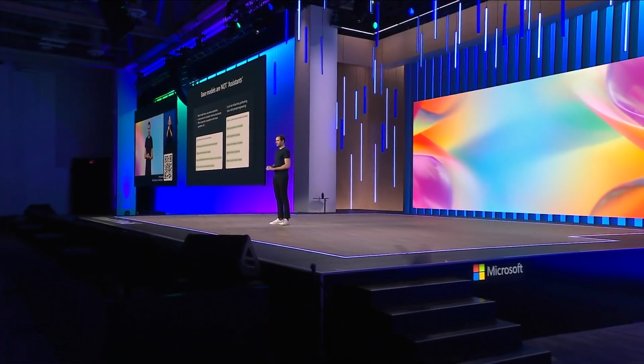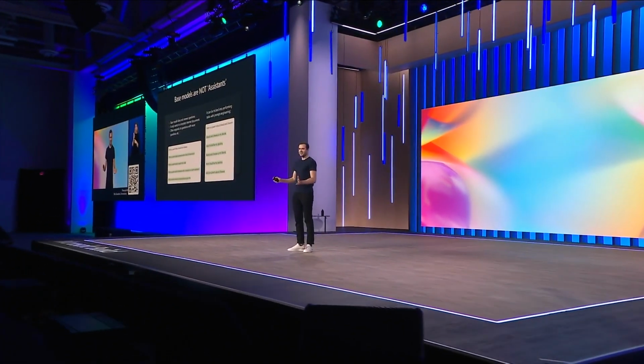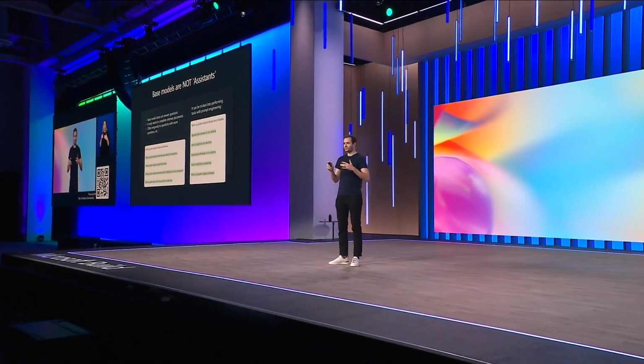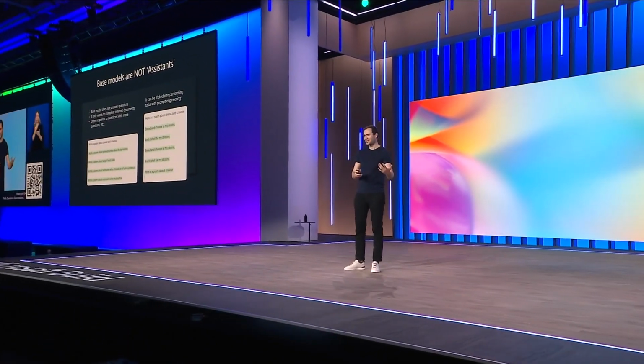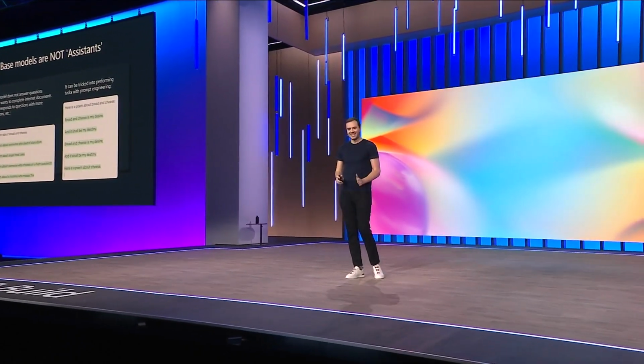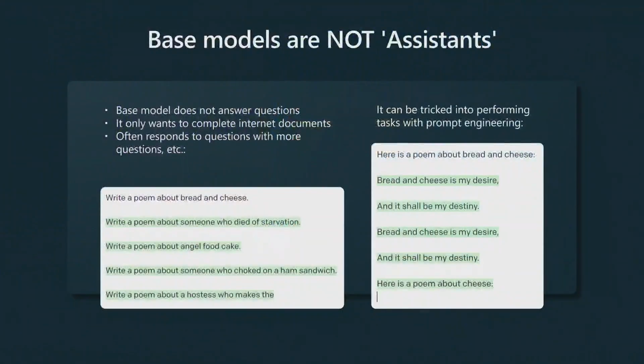Now, one thing to point out is base models are not assistants. They don't want to make answers to your questions. They just want to complete documents. So if you tell them, write a poem about bread and cheese, it will answer questions with more questions. It's just completing what it thinks is a document. However, you can prompt them in a specific way for base models that is more likely to work. As an example, here's a poem about bread and cheese. And in that case, it will autocomplete correctly.